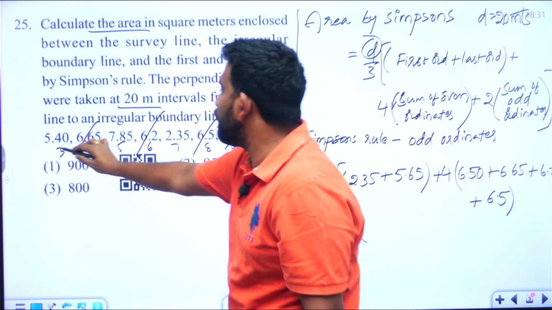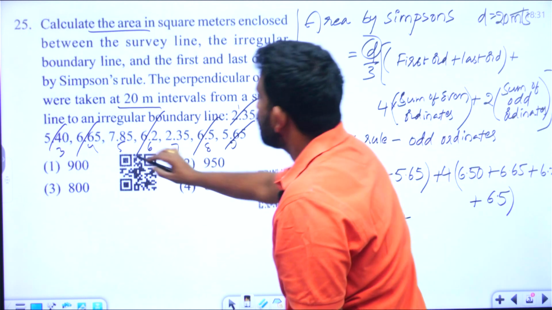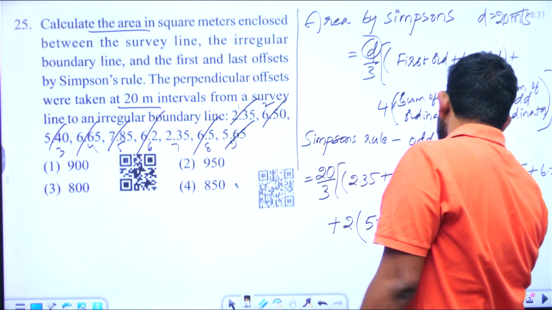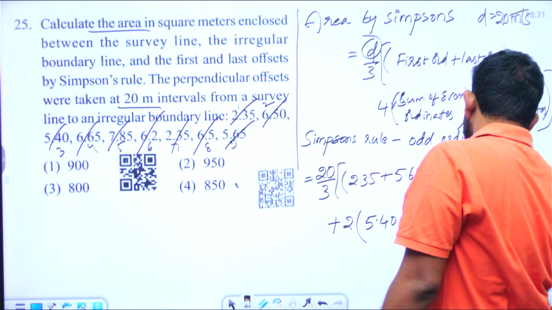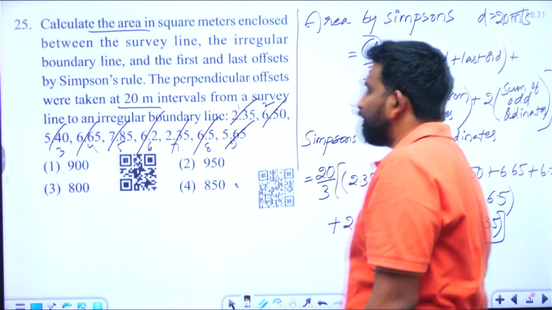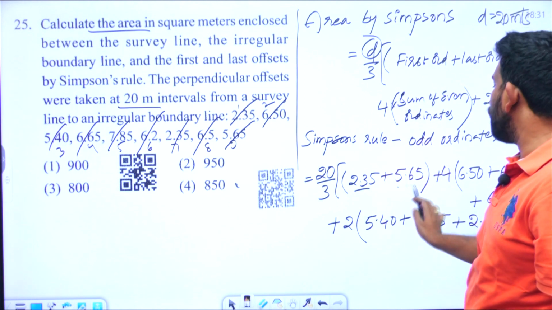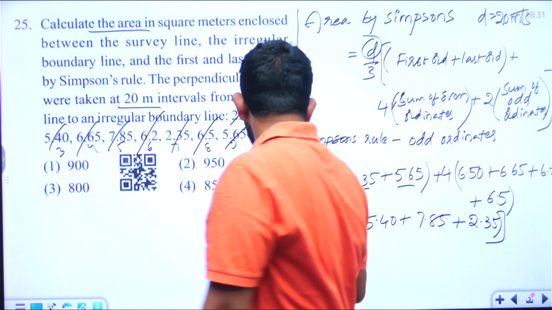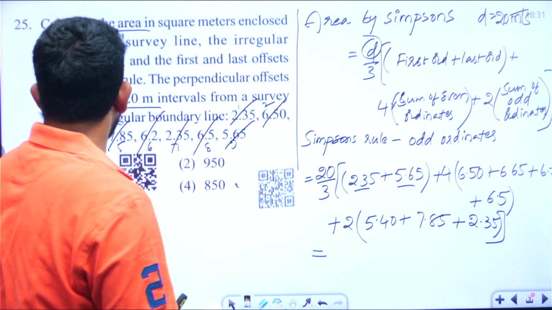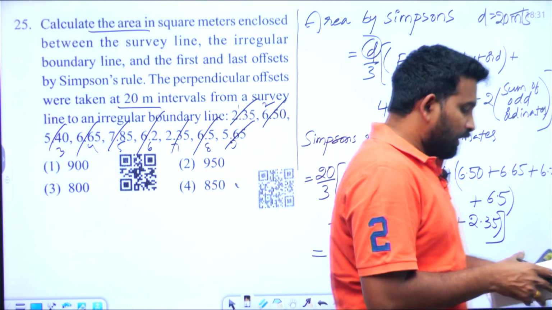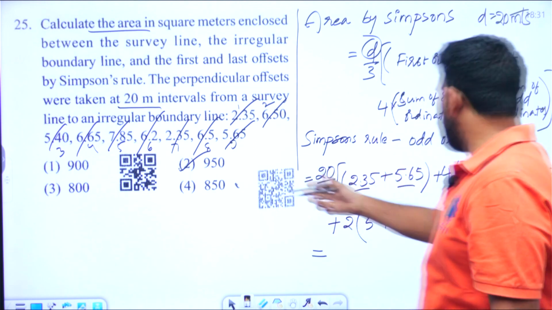The odd ordinates here are 5.40 plus 7.85 plus 2.35. That's it. We are not supposed to take any value that we have already taken. Once we have used these ordinates, we are not supposed to use them again in this formula. Now do the simple mathematics so that we find the answer. The answer comes out to be 950 here after doing that simple mathematics.